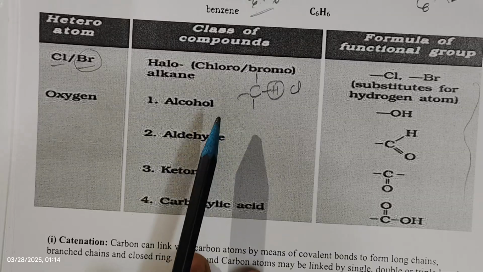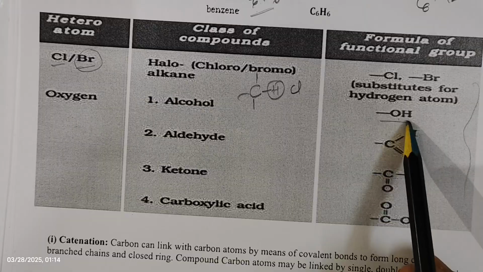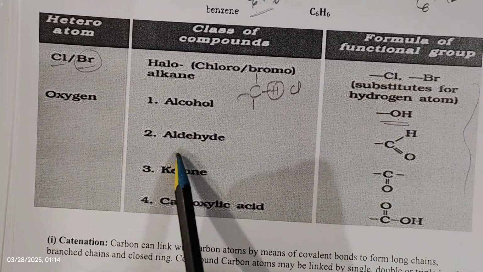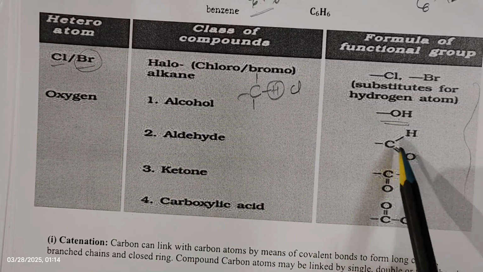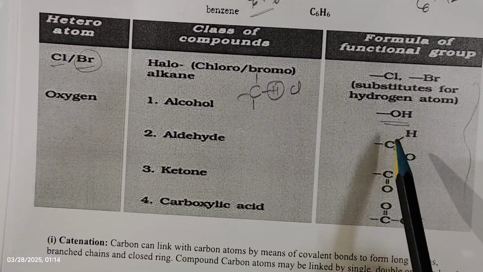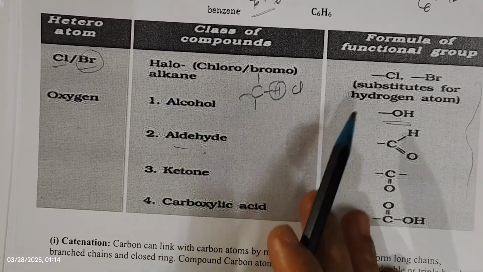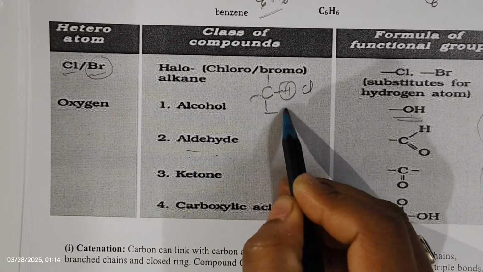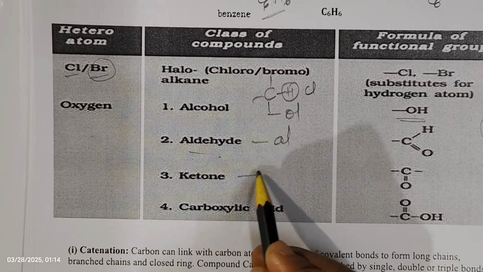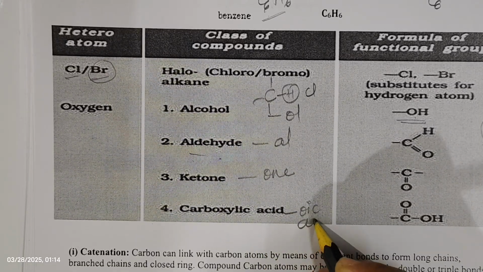Then alcohols: if an organic compound contains OH as a functional group, then it is an alcohol. If the carbon compound contains CHO, then it is an aldehyde group. Aldehyde will be the functional group. So if alcohol is there, you have to add OL as the suffix, aldehyde is there, AL as a suffix, ketone is there, ONE as a suffix, carboxylic acid is there, oic acid as a suffix.